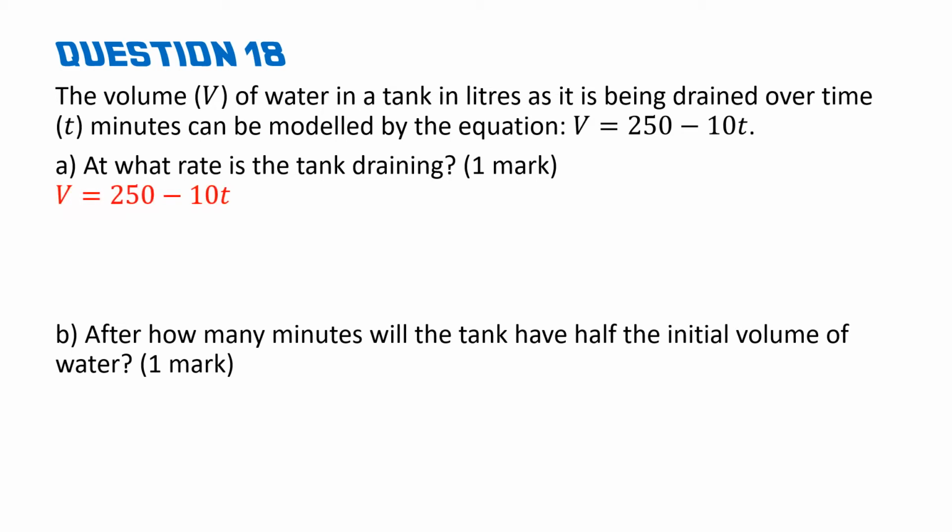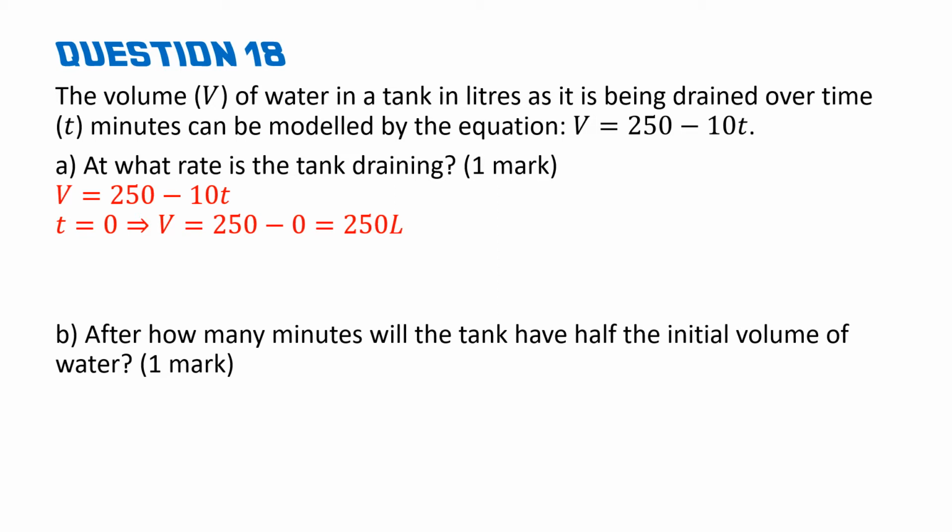So we know that V is 250 minus 10T. When T is 0, V is going to be 250 minus 10 lots of 0, which is 0. 250 minus 0 is 250 litres. So when time is 0, where we're starting from, we've got 250 litres in the tank. And if we look at our equation, V equals 250 minus 10T, that 250 represents how much water we are starting with. So if we had an equation, for example, V equals 500 minus 10T, we are starting with 500 litres in the tank. So that's when T is 0.